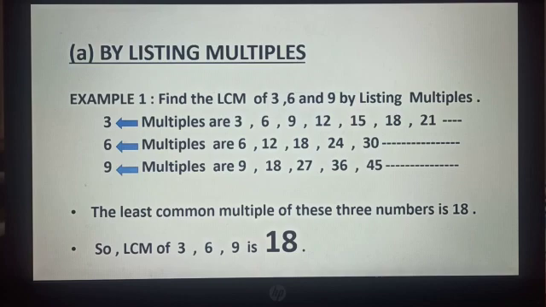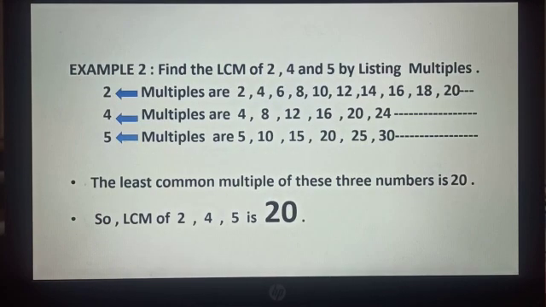Multiples of 6 are 6, 12, 18, 24, 30 and so on. Multiples of 9 are 9, 18, 27, 36, 45 and so on. The least common multiple of these three numbers is 18. So, LCM of 3, 6, 9 is 18.